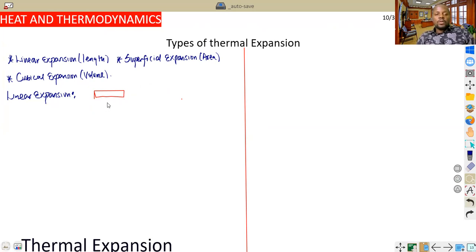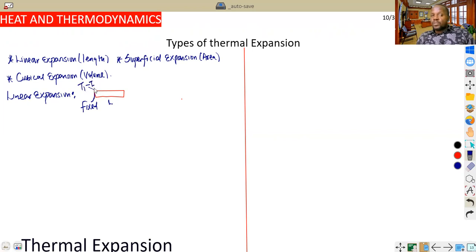So we have a rod of initial length L. Let me change to a blue ink. The length of the rod is L. Now, it is fixed at one end. So this is the part in which the rod is fixed, so that when we increase the temperature, now I increase the temperature of this rod from T1 to T2.